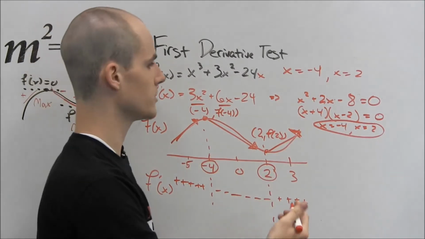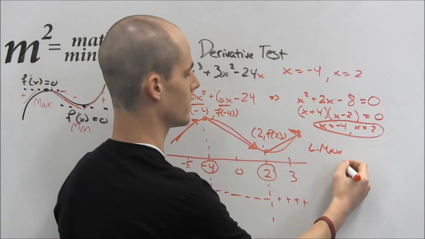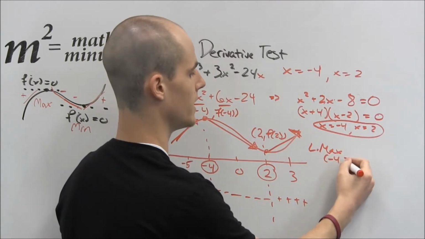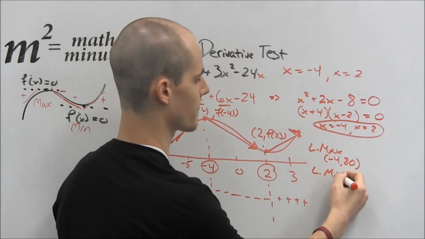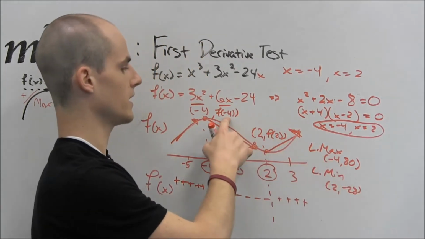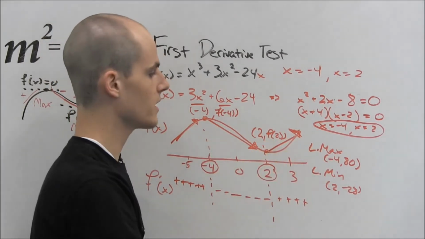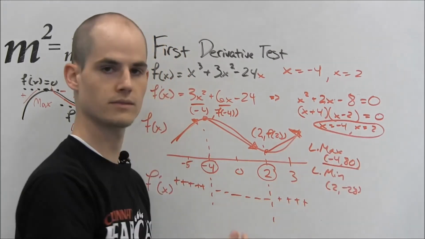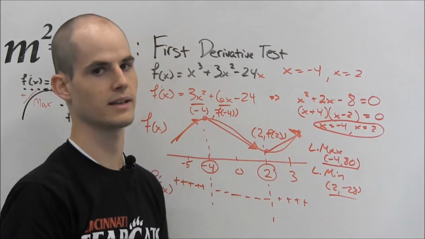I've already figured these values out, so what we can say is that we have a local maximum at negative 4, 80. We'll also have a local minimum at 2, negative 28. That equals f at negative 4, and this negative 28 equals f at 2. It makes sense too to have a local max at negative 4, 80, it's a big number, and a local min at 2, negative 28.